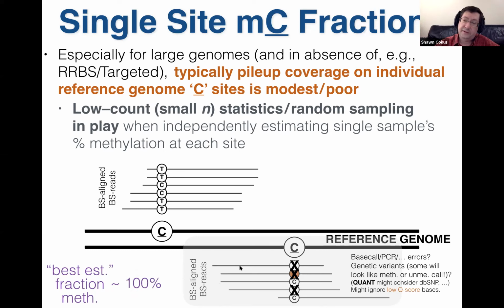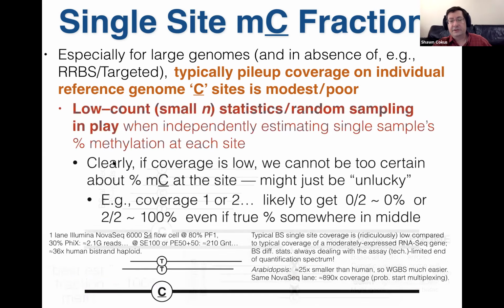Obviously, some genetic variants could appear to induce what look like methylation or unmethylation calls, and generally it's not a problem. It can be a problem. Some aligners may even get fancy and start to incorporate dbSNP into the analysis and so on. But how much of a problem that is for you depends on the details. Sometimes that's what helps you, because sometimes that's how you attack the haplotype-specific methylation problem. But you can obviously see here that if coverage is low, you can't really be too certain about the average methylation in the original population at that site.